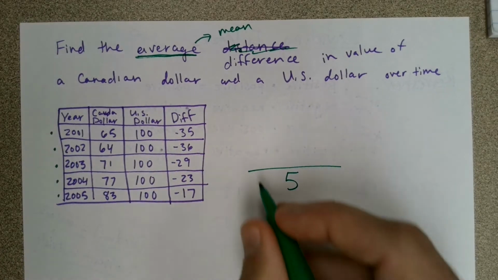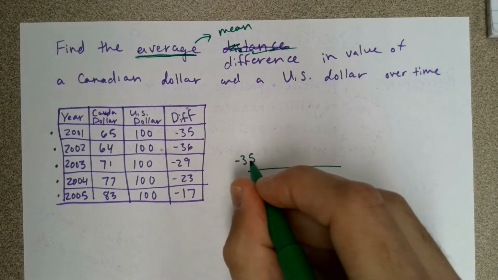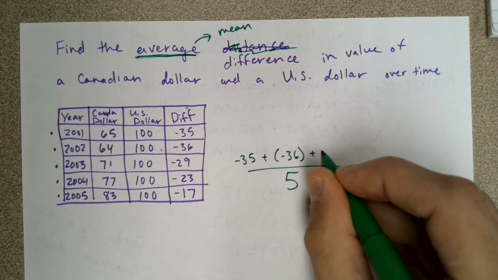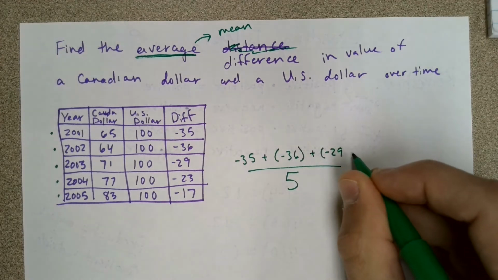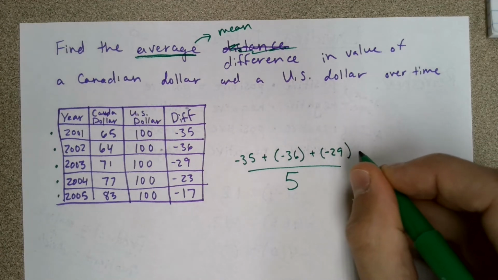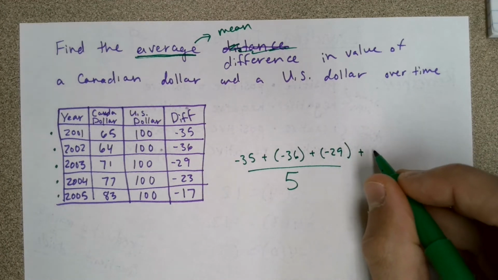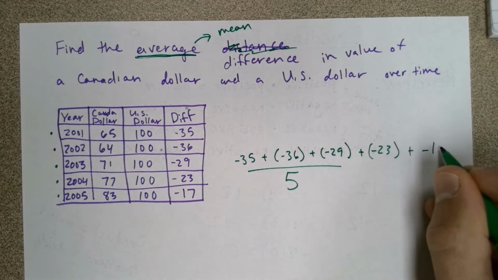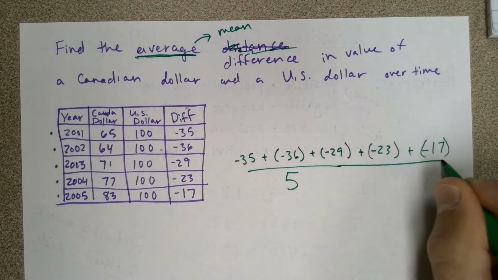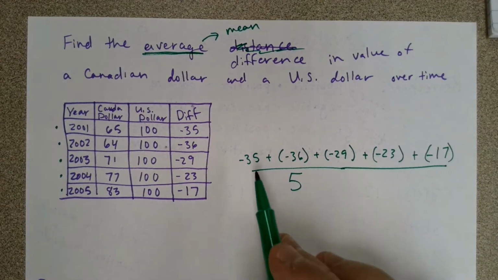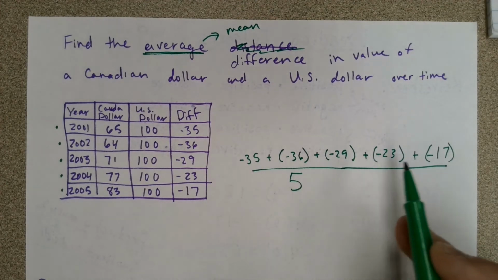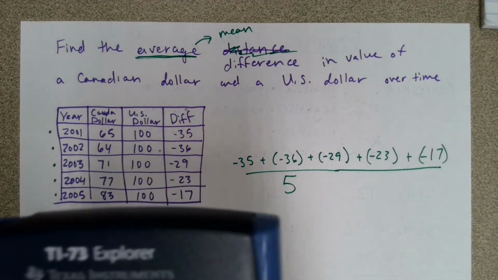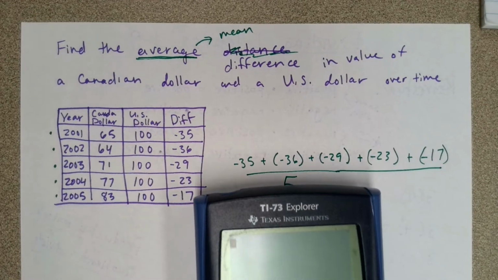So we're going to start by doing negative 35 plus negative 36 plus negative 29 plus negative 23, plus negative 17. I know that's a lot of addition right now, but we know when we're adding up our negative numbers, they just keep going further into the negatives. So if I do this real quickly, I'm just going to punch it in on my calculator, save us some time for now. I know I can do this math.